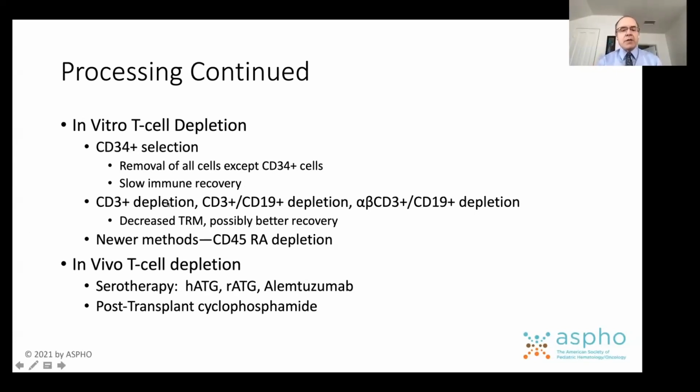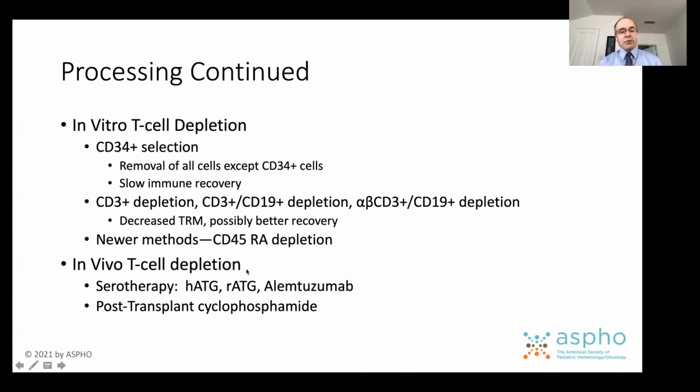The next step in that particular approach was CD3, CD19 depletion, and now alpha beta CD3, CD19 depletion. This is kind of our latest, greatest. Each one of these types of T cell depletion has been an improvement over the last one. They likely give better immune reconstitution, and now alpha beta is used by a lot of groups. There's a new method of in vitro depletion called CD45RA depletion that's being tested right now as well, and other methods will be coming forward.